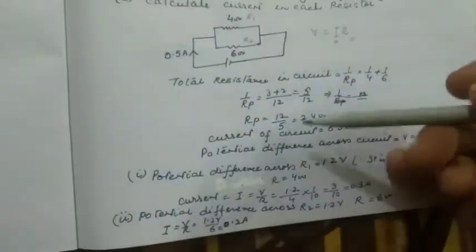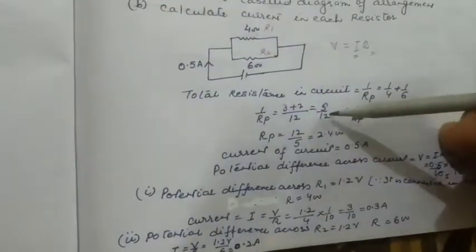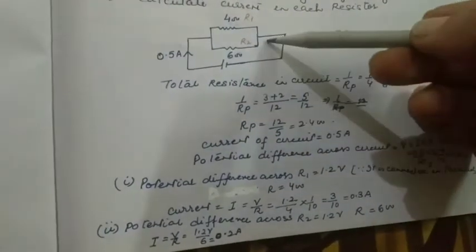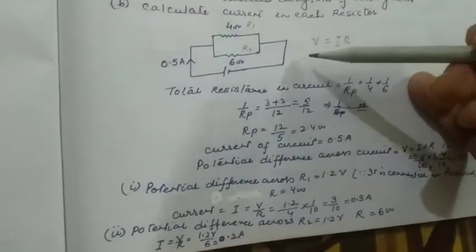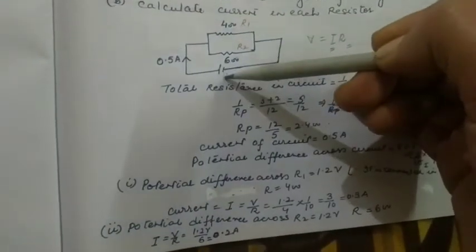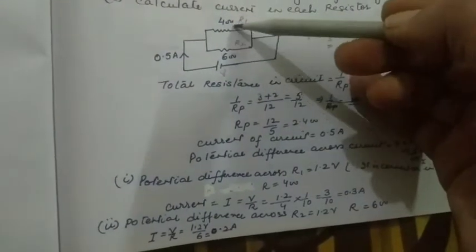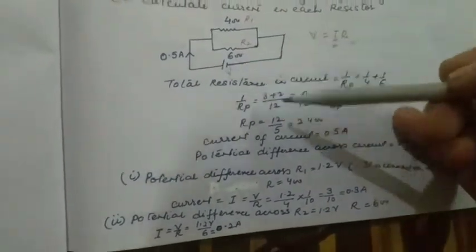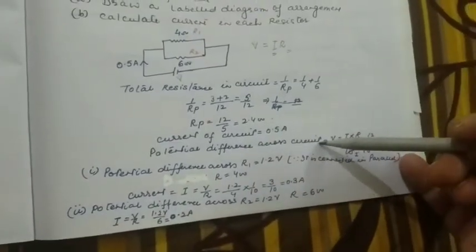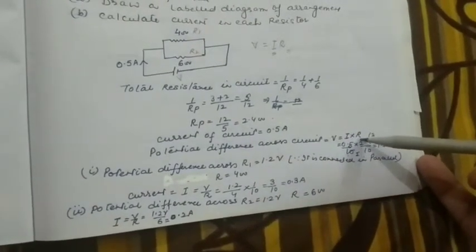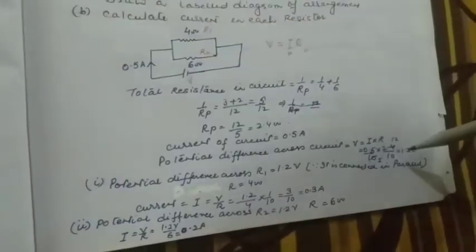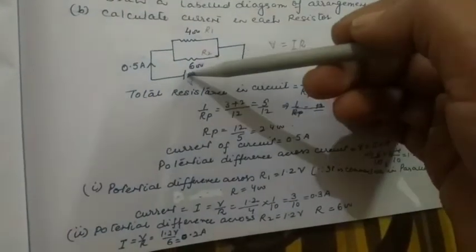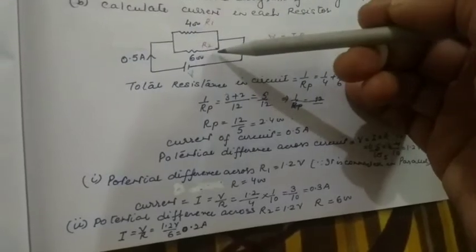So firstly I will find out the R by using the formula 1 upon Rp. This Rp is the total resistance in the circuit, because this is the total current flowing in the circuit. Only then we will find out the voltage or EMF of the cell, which is the same across both the resistors. So firstly I will find out the potential difference across the circuit using the formula V is equal to I into R. Now the potential difference across 4 ohm is 1.2 volt. The potential difference across 6 ohm is again 1.2 volt, because both are connected in parallel, and in a parallel arrangement voltage is the same.